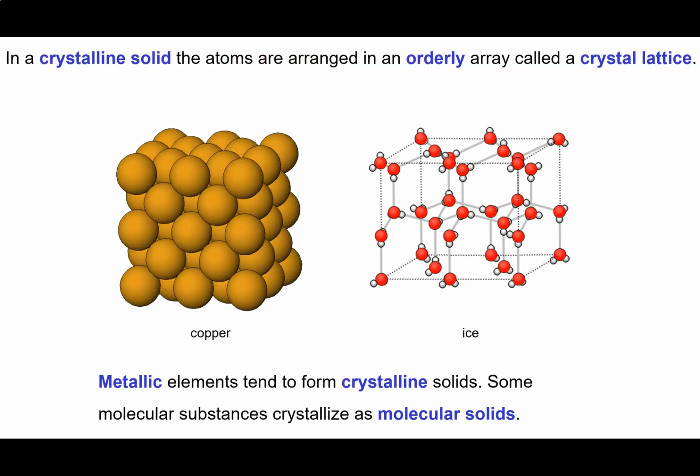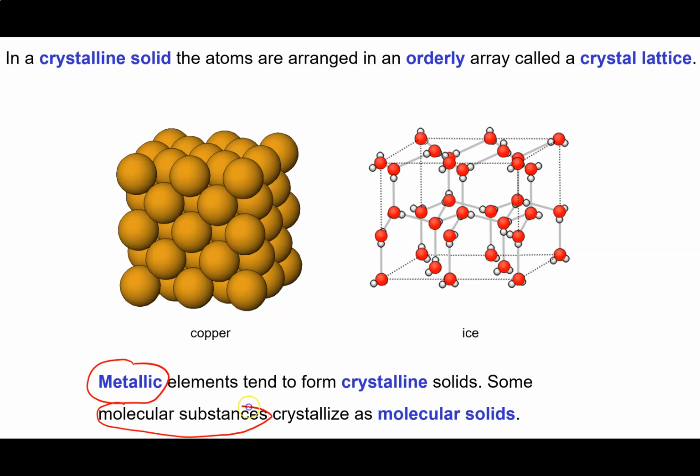So the last part of chapter 10 is concerned with the solid state of matter, and we're going to begin by just doing a brief overview of different types of solids. In a crystalline solid, the atoms are organized in an orderly array called a crystal lattice, and metallic elements tend to form crystalline solids. And so what we will see in a metallic element is a regular repeating three-dimensional array of the metal atoms building up the crystal lattice.